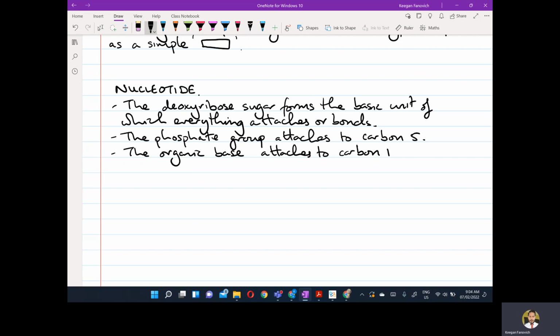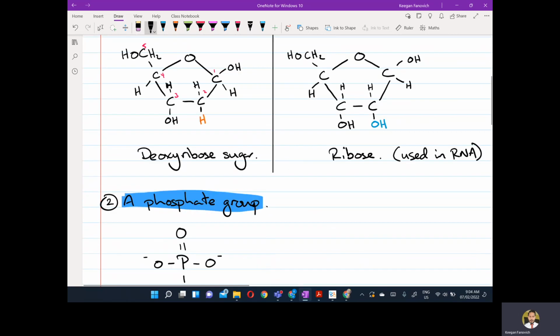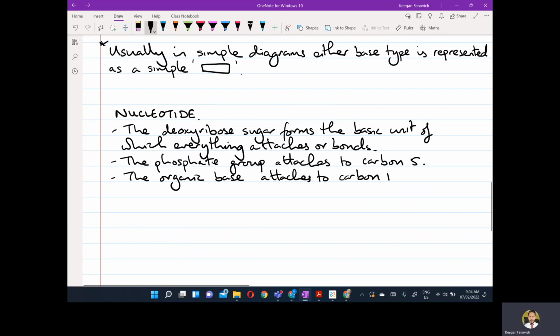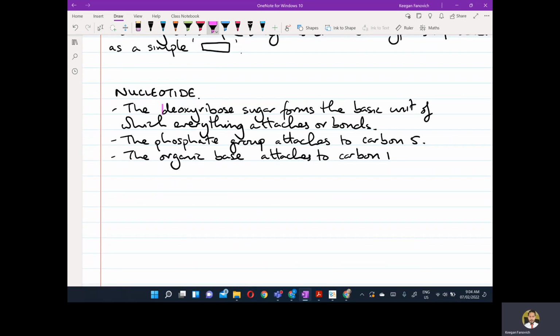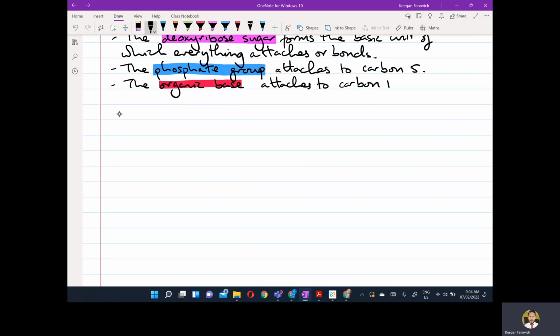Okay, let me get the colors back. It was purple, blue, red. Okay, cool. So the deoxyribose sugar, the organic base and the phosphate group, right? And now you'll know which one each bonds to. So the simplistic diagram, the simple diagram of a nucleotide looks like this.